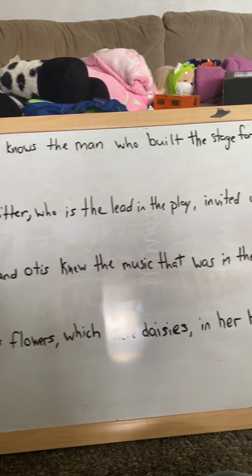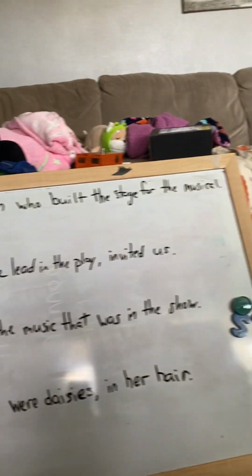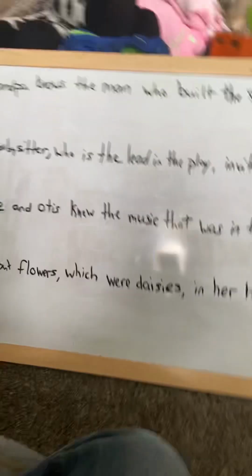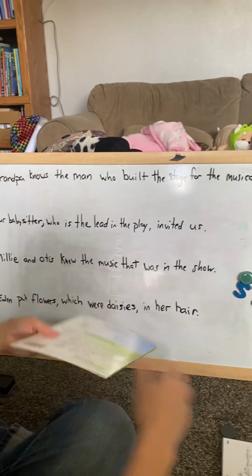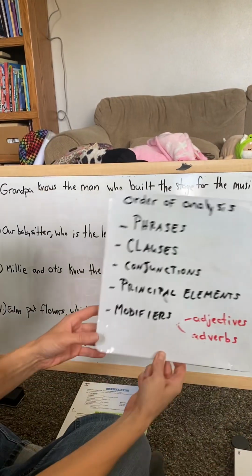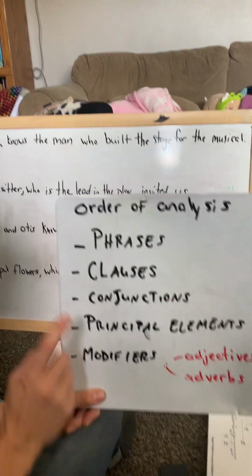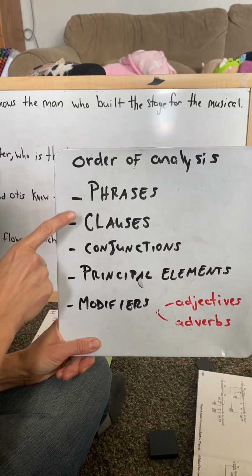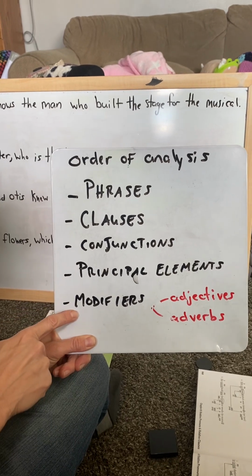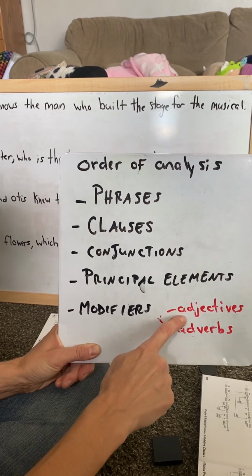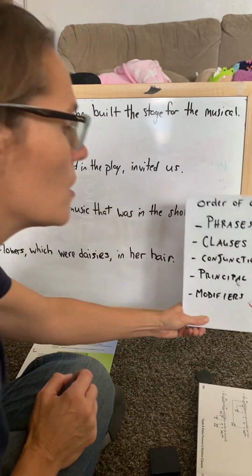Our first sentence is, Grandpa knows the man who built the stage for the musical. Make sure you get the whole sentence in, okay? Now, remember our order of analysis. Say it with me: phrases, clauses, conjunctions, principal elements, and modifiers. Our modifiers are our adjectives and adverbs, okay? So keep that in mind.